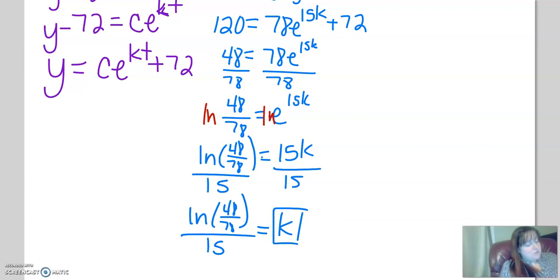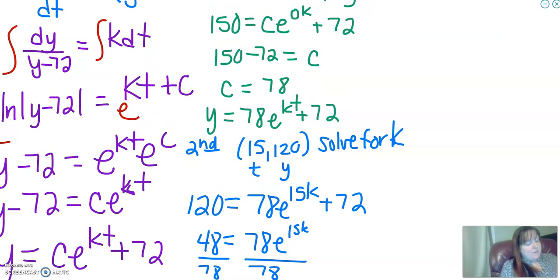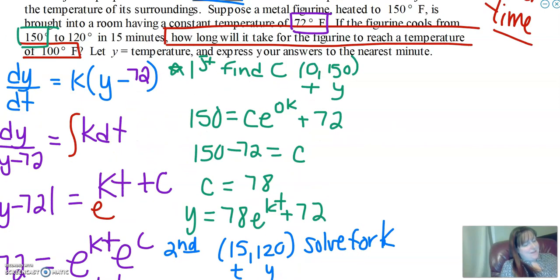Now again, what you're going to do is go into your calculator and push store. Once you calculate ln of 48/78 divided by 15, you're going to store that number so that we can use it again. And it comes out to negative 0.323. Okay, so we've stored that number as k, and now we have finally done all of the legwork that feels like we should be done by now. But you know calculus, we're not done yet.